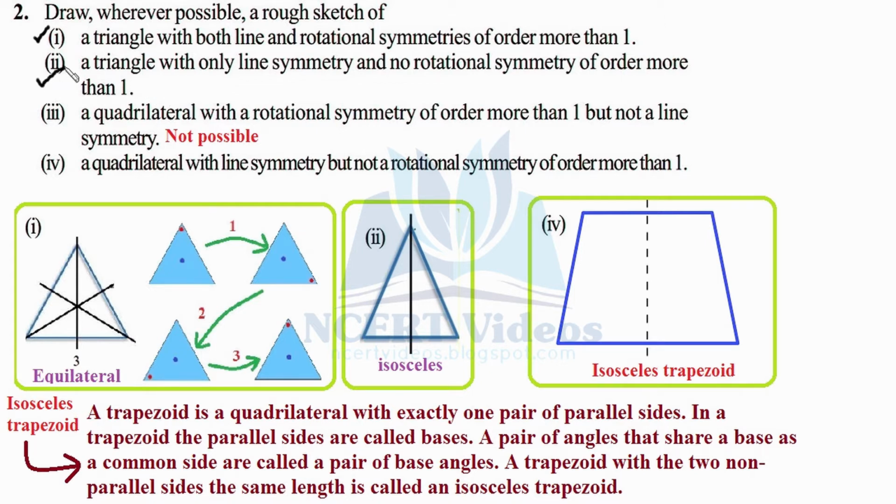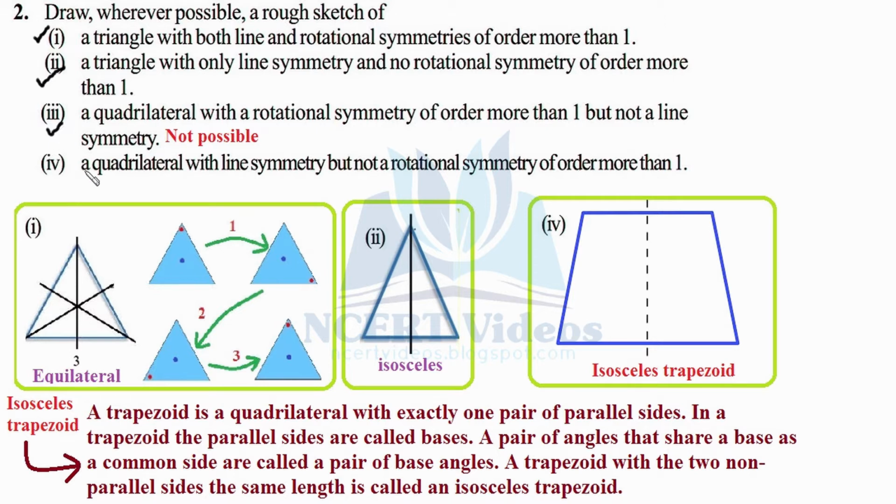That's second. Then a quadrilateral, a 4-sided closed figure, with rotational symmetry of order more than 1 but not a line symmetry. Well, it is not possible. Any object which has rotational symmetry will always have a line symmetry. So therefore, not possible. That's third.